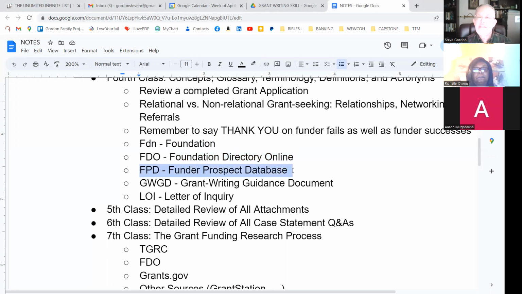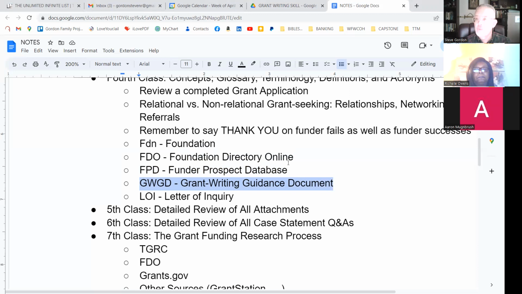FPD is the Funder Prospect Database. That's the database that I wrote in Microsoft Access that I showed you last week. And the GWGD is the grant writing guidance document. That's where we write out all of our standard answers to all the questions.